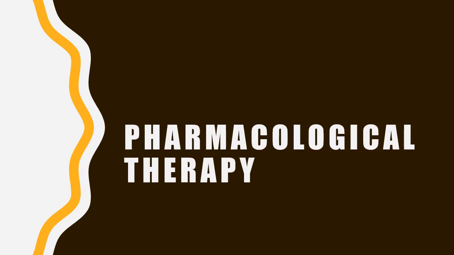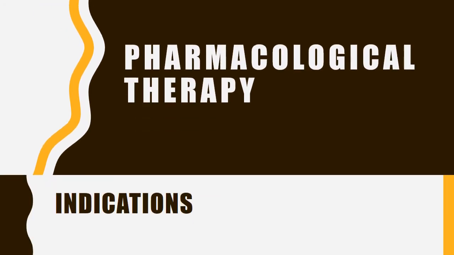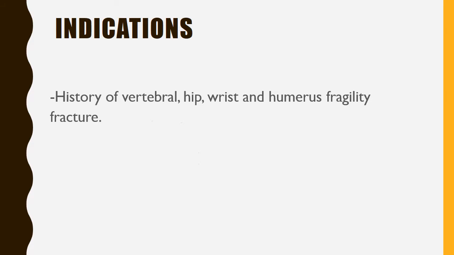Now we shift to the pharmacological therapy. Indications of pharmacological therapy for osteoporosis: history of vertebral, hip, wrist, and humerus fragility fracture. It is from the start, without doing even DEXA. T-score in DEXA, BMD, less than minus 2.5.